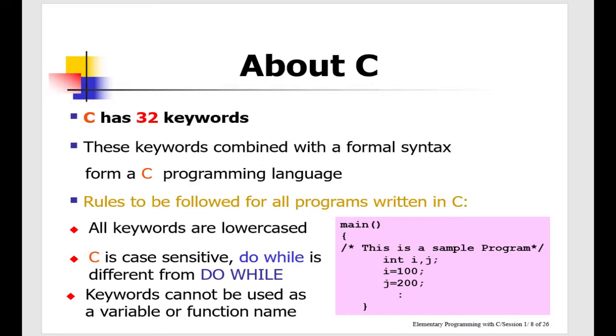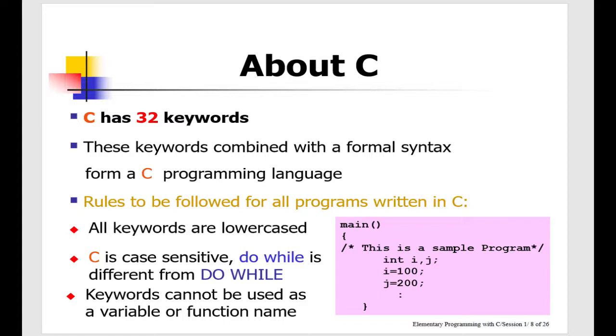The C programming language has 32 keywords, and I'm quite sure you're wondering what this keyword business is. A keyword simply means a word with a special meaning in a given programming language. In other terms, we call them reserved words. These keywords combined with a formal syntax form the C programming language, and there are some rules which we follow when writing programs in C.